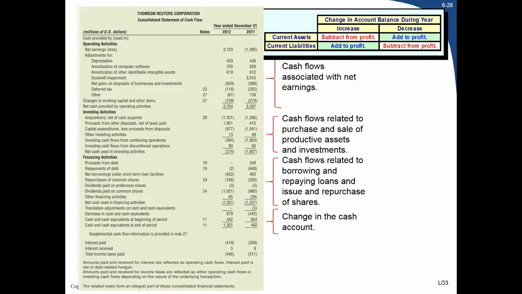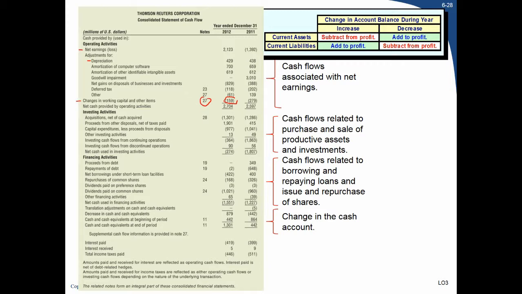Here's an example. You can see a lot of the numbers that we use in class as examples actually show up here, right? You see depreciation. You see they start with net earnings. You see there's an addition for depreciation. In this case, notice how there's this one line, changes in working capital and other items, and it's just negative 159, and there's a footnote.